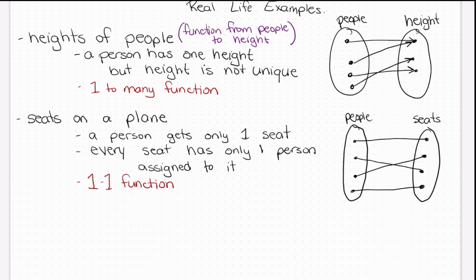There's also functions called one-to-one functions, and that's something like a seat on a plane, where every person has exactly one seat, and every seat has exactly one person assigned to it.